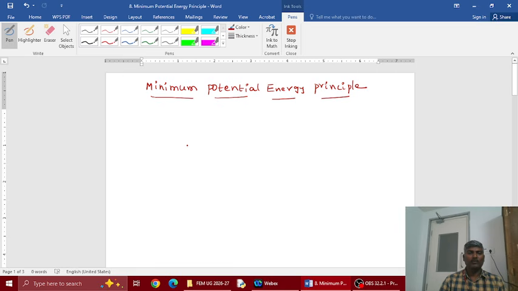Do you know what the minimum potential energy principle is? Have you understood the minimum potential energy principle completely? If not, let us see. To explain the minimum potential energy principle, I'll just consider one simple example.